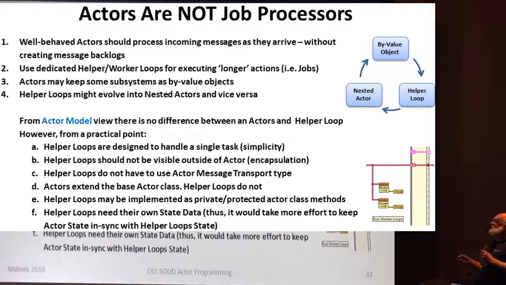Yes. So what to do if you have a lengthy one? You create a helper loop, and it should execute the longer action on behalf of the main actor loop. It should not be blocking to the actor. The third one, actors may decide to keep some subsystems as by-value objects. Not every subsystem has to be a class, right? That may be unnecessary complexity.